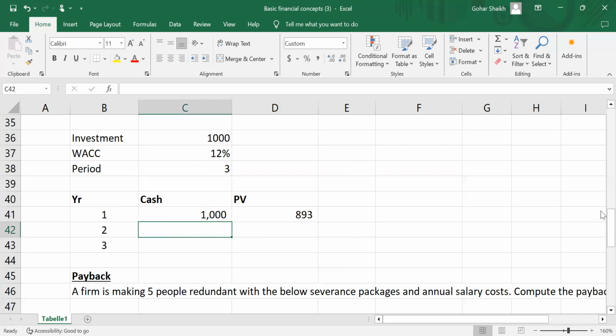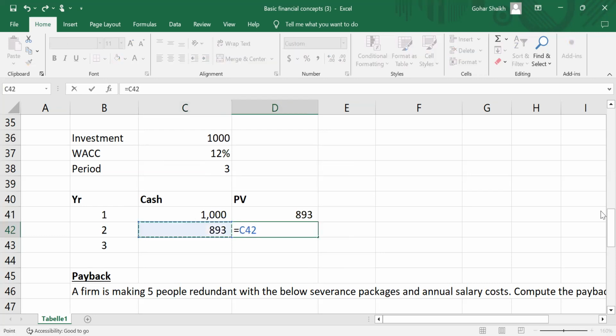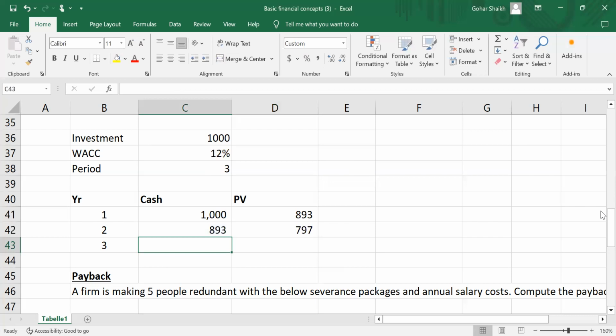Then for the second year, we'll do 893 as our principal amount. Present value is going to be 893 multiplied by 1 plus r to the power minus 1, which will be 797.